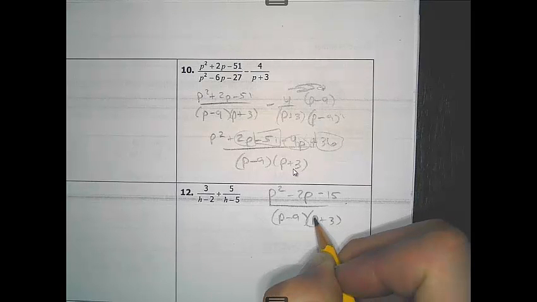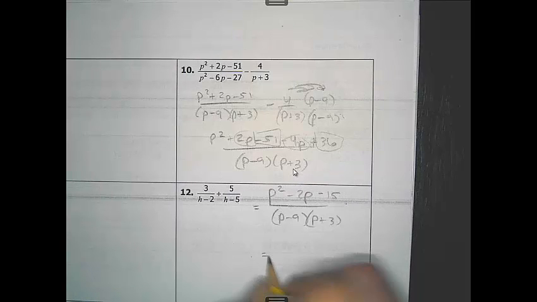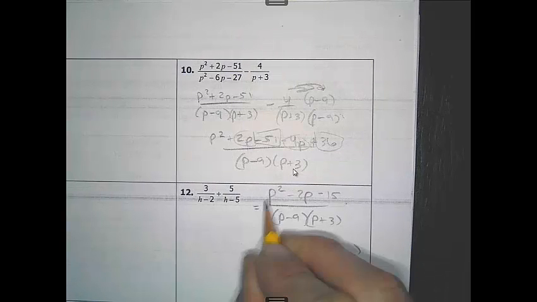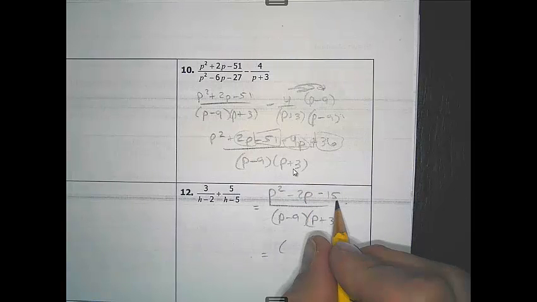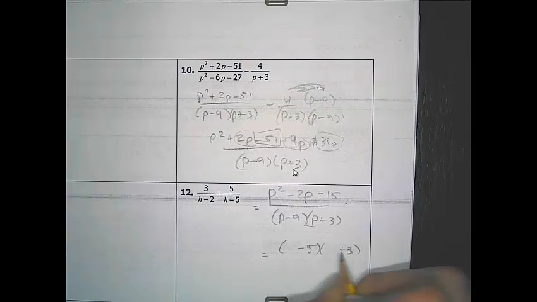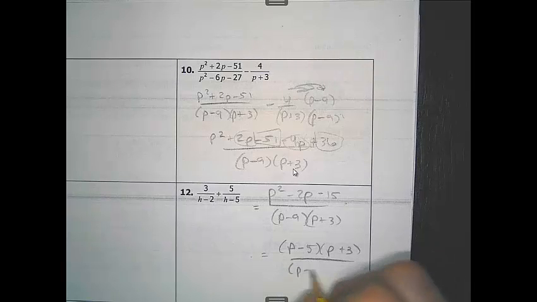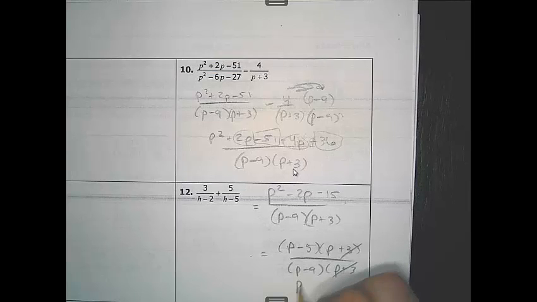All right, now let's see if we can factor the top, to go even further. So two linear factors, two things that multiply to be negative 15 and add to be negative 2. So how about 5 and 3? So we need negative 5 and positive 3. All right, and then all over our p minus 9, p plus 3. And one factor does cancel, leaving us our final answer, p minus 5 over p minus 9.